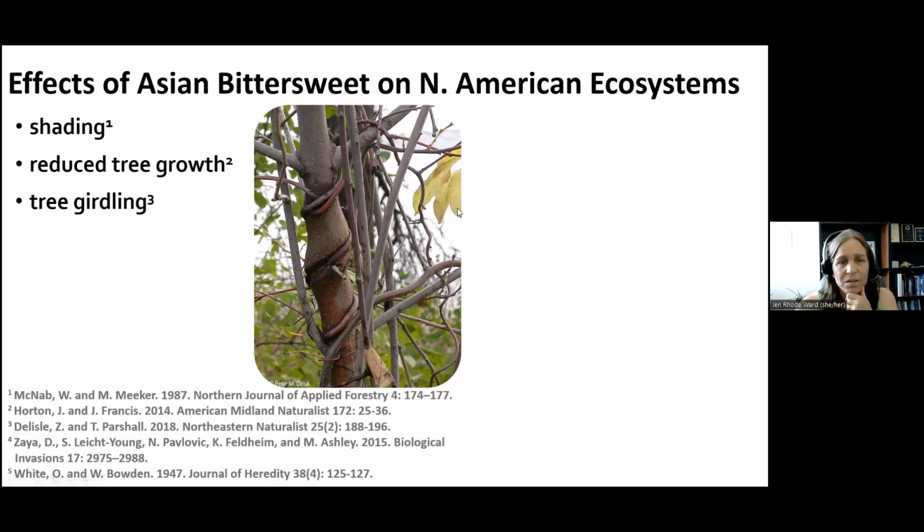Asian bittersweet is also not great because it makes a really strong connection from one tree to another. And if there's a windstorm or an ice storm and one tree falls, it can drag its neighbors along with it.